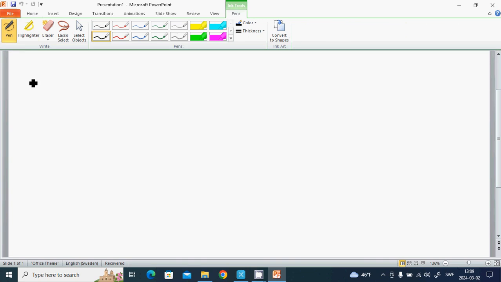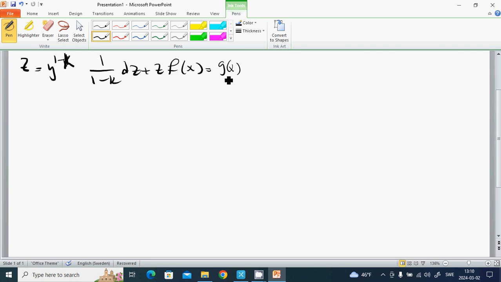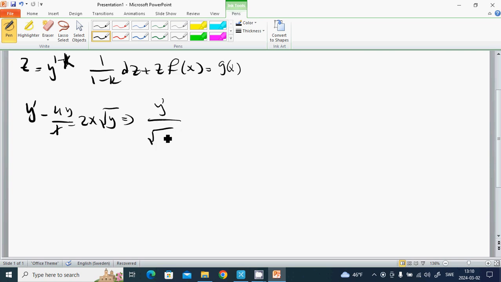I am noting z equals y to the power of 1 minus k, and then we have 1 divided by 1 minus k dz plus f of x equals g of x. And for our equation, we had y prime minus 4y divided by x equals 2x y squared, then divide by y squared: y prime divided by y squared minus 4x divided by y squared equals 2x.